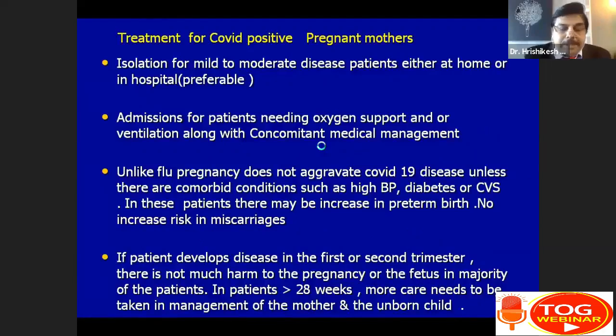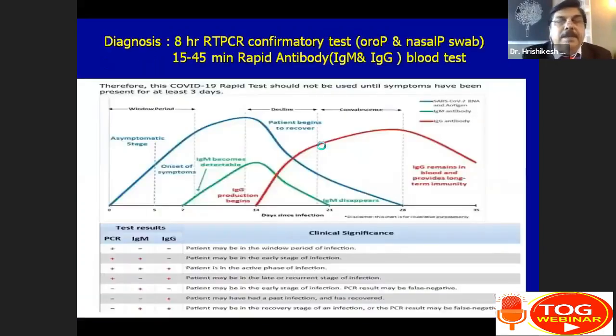So in this diagram, you can see that the infection starts at day 0. Then this is the antigen, the blue color, which goes till day 28. Around the 7th day, the IgM antibody will start rising. Around the 9th day, it will start rising, and around the 14th day, the IgG antibody will become positive, and these are the people who have got the permanent immunity in the blood.